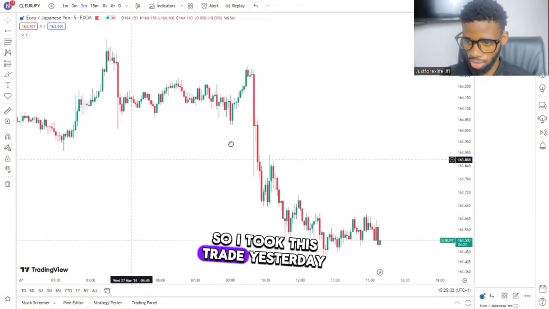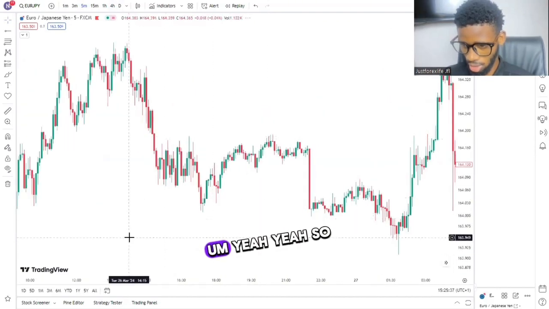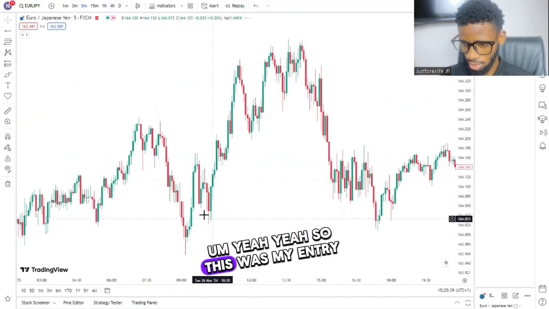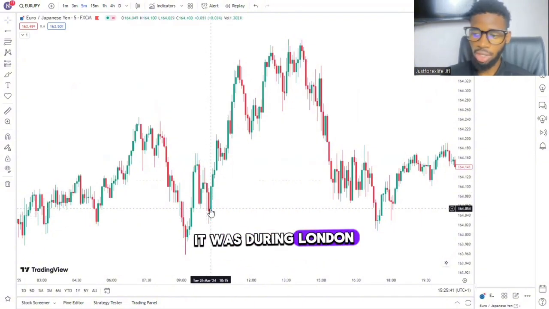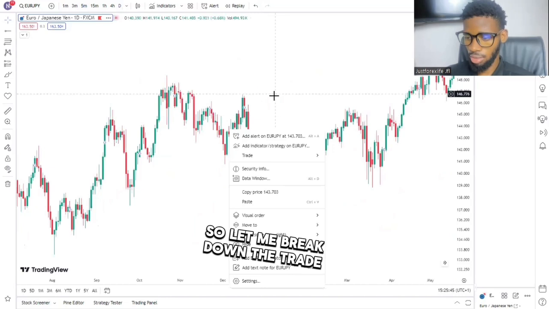So I took this trade yesterday. Yeah, so this was my entry. Yeah, it was during London session. So let me break down the trade.